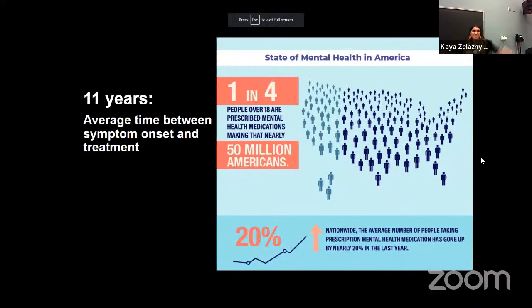In general, with mental health, there's about 11 years between the time that people have symptoms, the time people start feeling really bad, start having problems, and the time they actually get treatment, which is a big problem. That's more than a decade of potentially feeling awful.